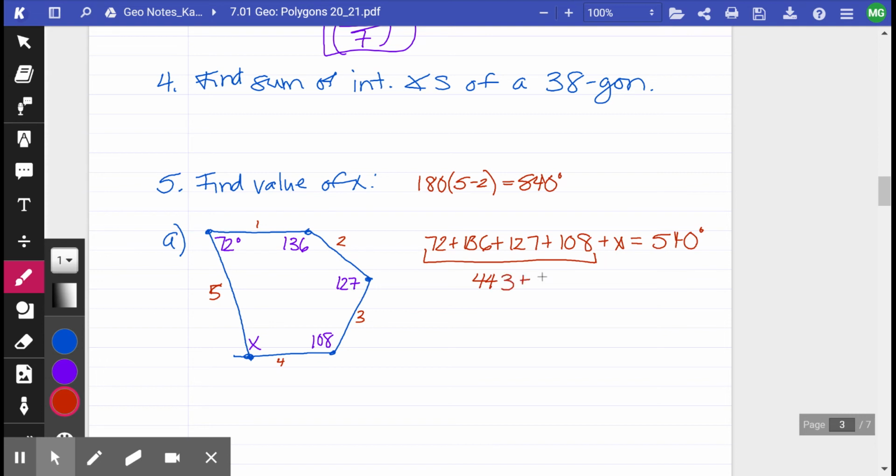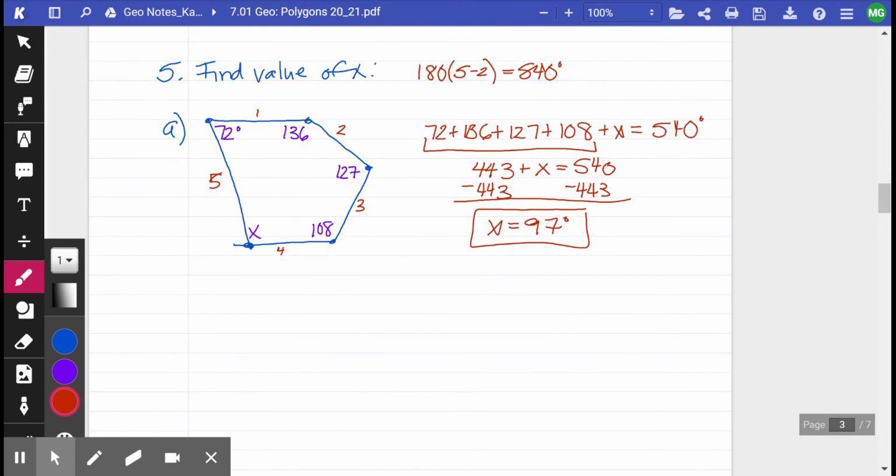So some students try to just like give me the answer on these questions without showing work. And if you just typed in a little number wrong or made a small mistake, you lose full credit if you don't show any work. So you need to at least show me that 443 plus x equals 540. So at least I know if that's where you went wrong. And now just subtract your 443 over. And we get x equals 97 degrees.